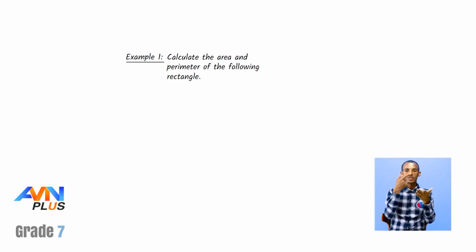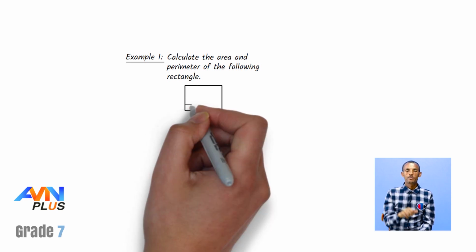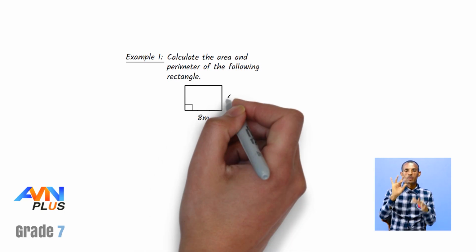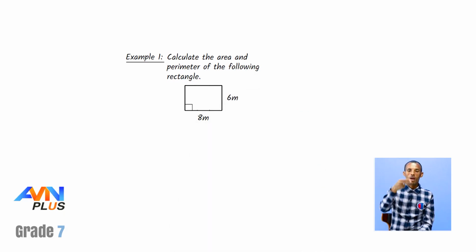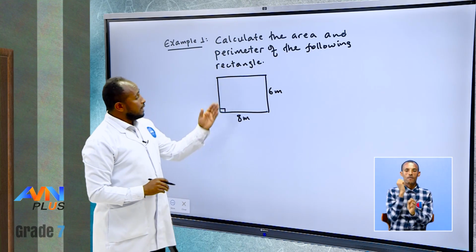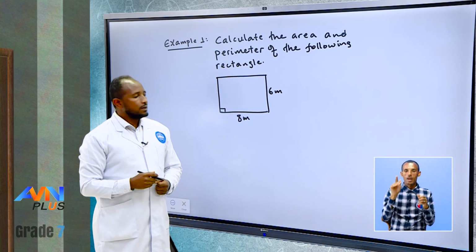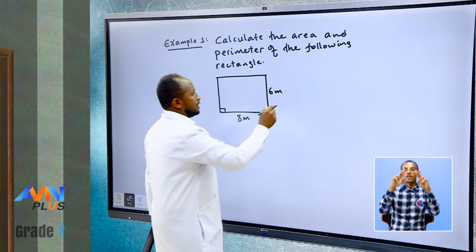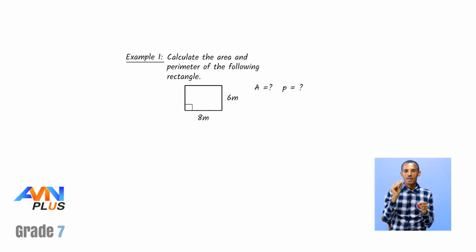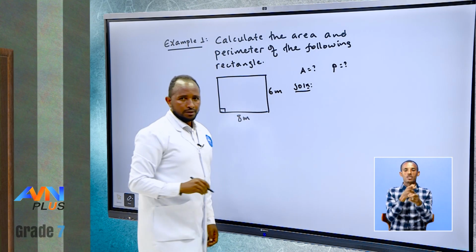Okay, this rectangle is given. This is a rectangle whose base is 8 meter and its height is 6 meter. So we are asked to find the area and the perimeter of this rectangle. So how do you calculate its area and its perimeter? So let's see the answer together.